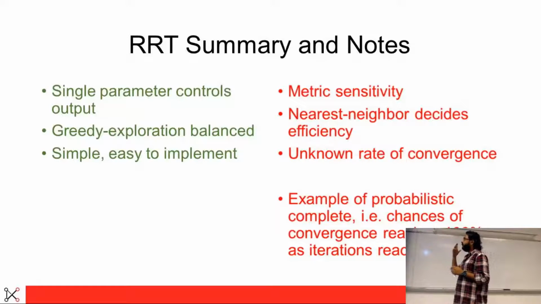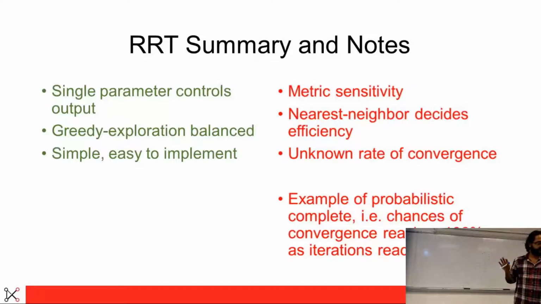Obviously, one of the core components that is a disadvantage is that since we are using nearest neighbors, the efficiency of your nearest neighbor algorithm decides the efficiency of your tree planning, right? And because it's probabilistically complete, you have an unknown rate of convergence. You can never guarantee. So probabilistically complete means the chance of convergence reaches 100% as your number of iterations reaches infinity. So that's the basic issue with RRT.